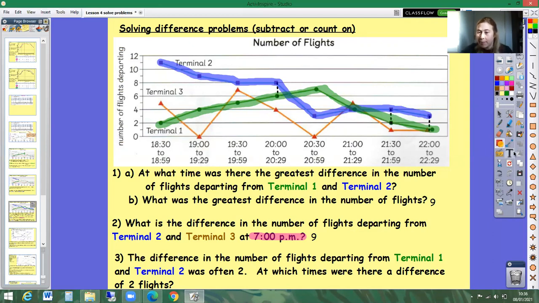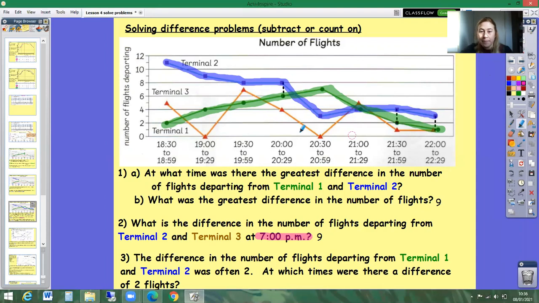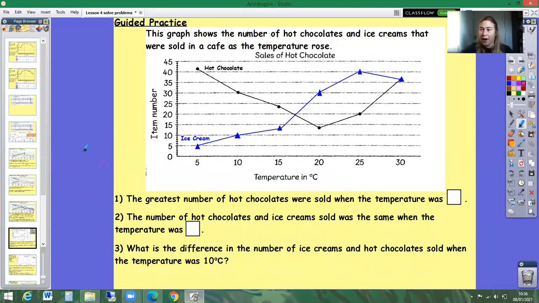So let's look at those times. We've got 8 o'clock, we've got 9:30, and we've got 10. So those are the 3 times. Okay, now you've got a guided practice task, so pause the video and have a go at those questions.